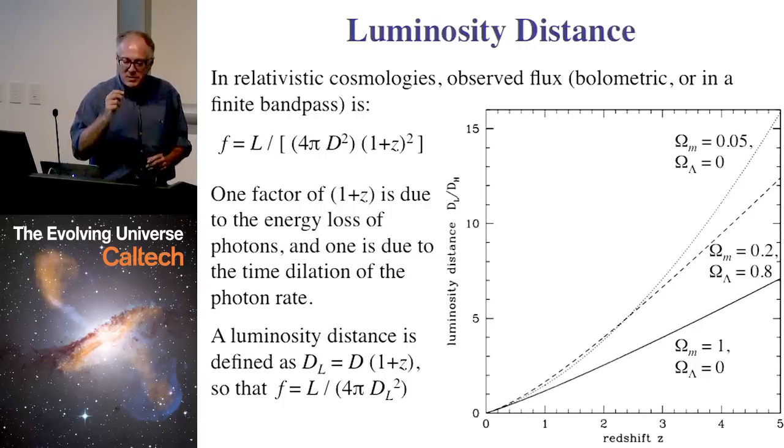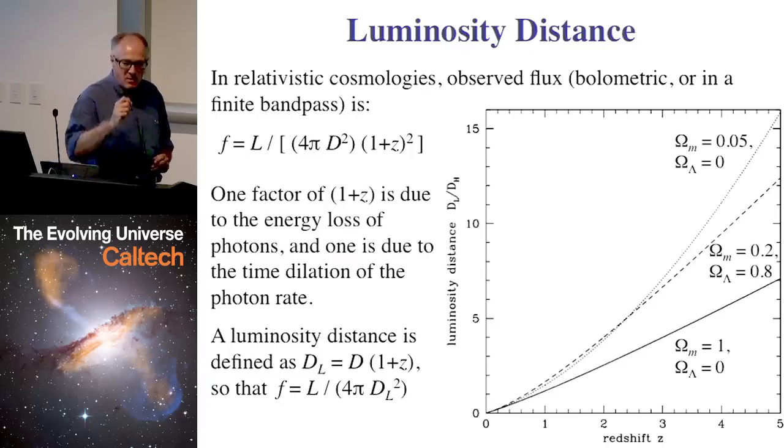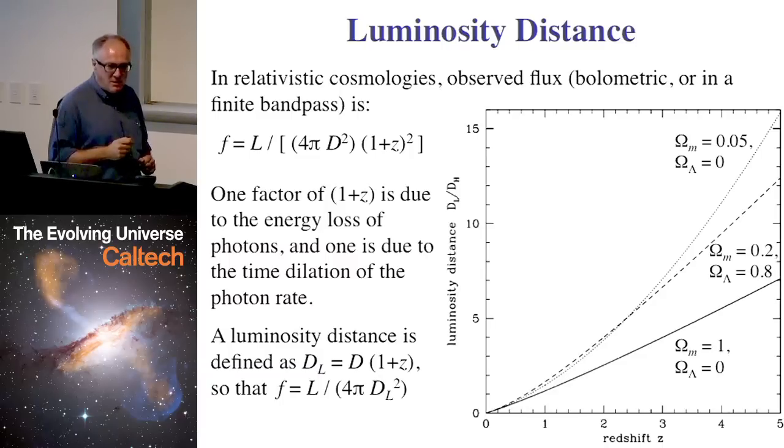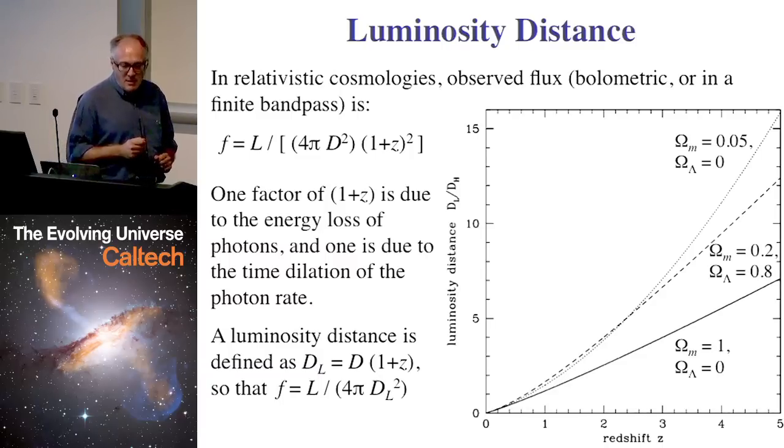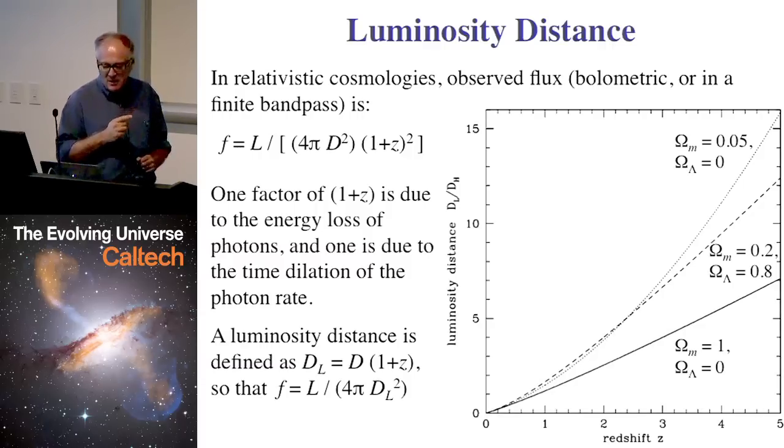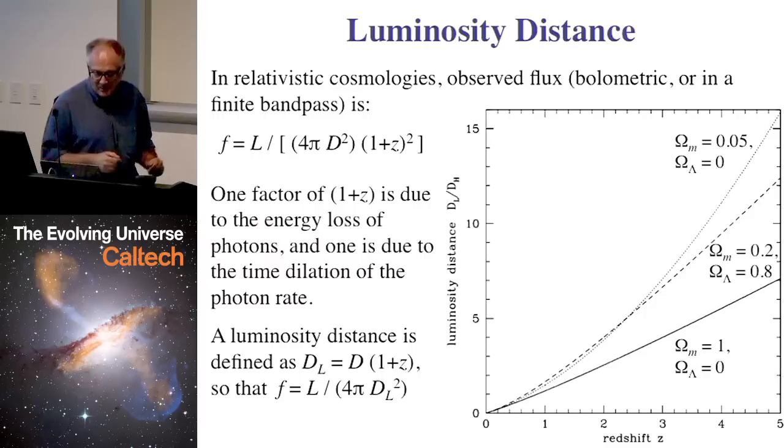So if you had sources of light that are intrinsically the same luminosity, so-called standard candles, then by measuring how the flux changes as a function of redshift, you can map back how luminosity distance changes as a function of redshift. And that's called a Hubble diagram.